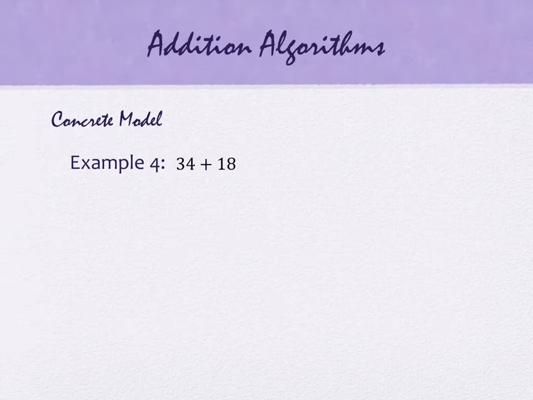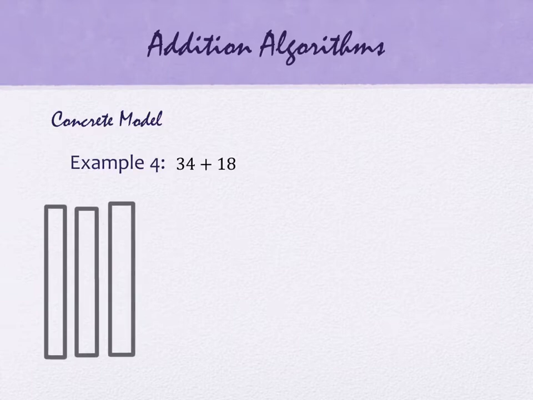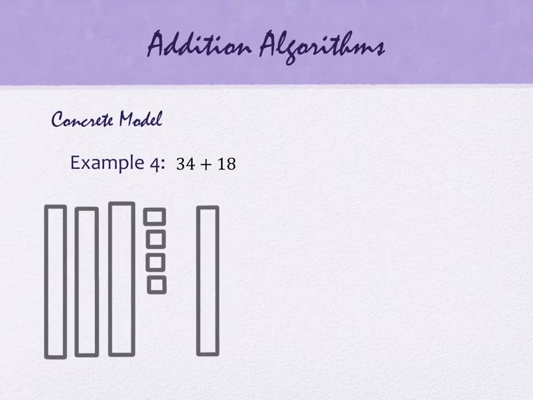So the concrete model is actually what we're going to do physically on our screen or on your paper, which is to draw the images that your students would be doing if they were actually doing tactile learning with the blocks. So you're going to imagine that you have 3 longs, because that's the 30 part of the 34. And you have 4 units. Okay, so that's 34's concrete representation. Then you've got 18, so you've got 1 long, and then you have 8 individual units.